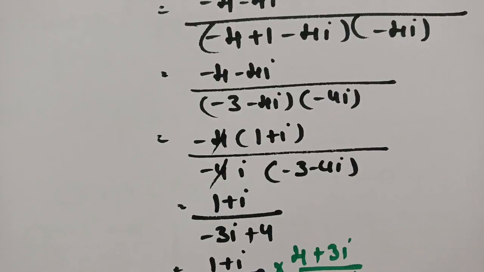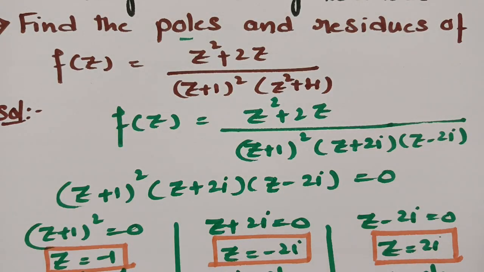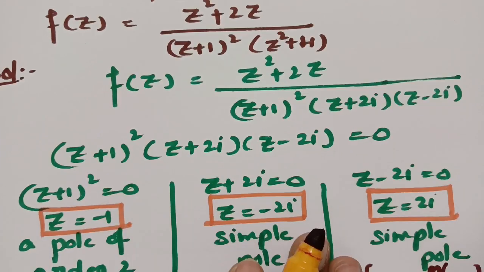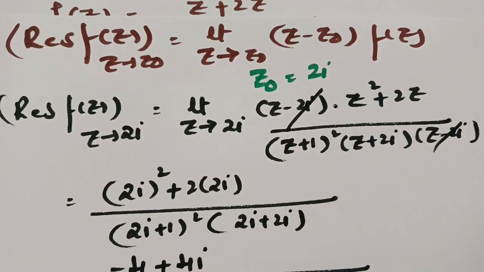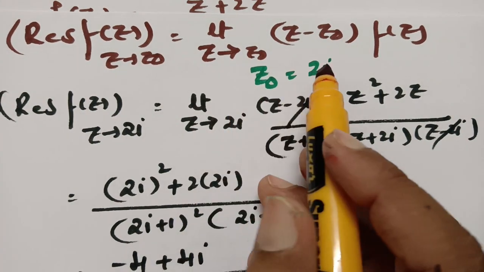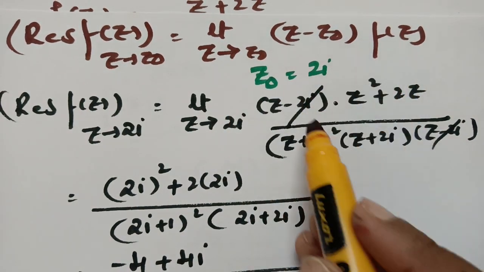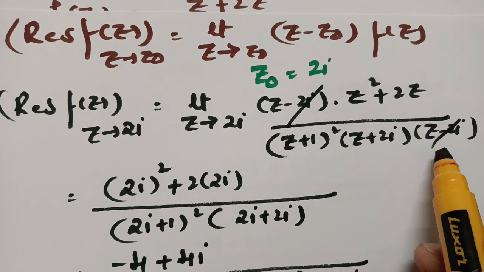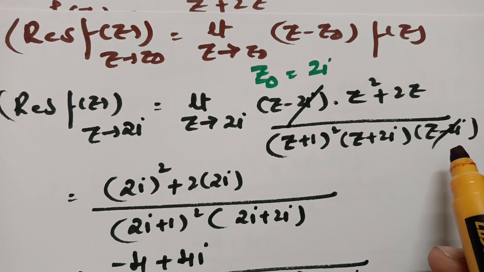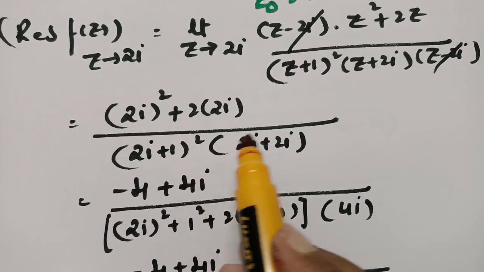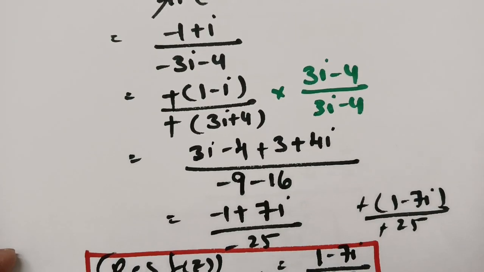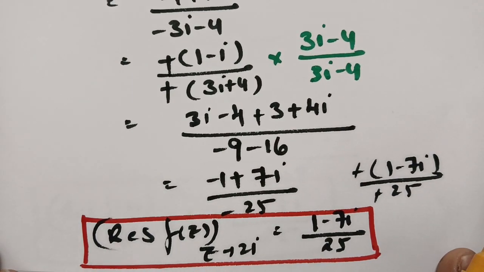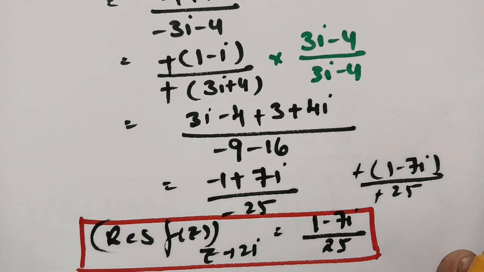And next for the third pole, z is equal to 2i, the same thing. The formula is also so simple: limit z tends to z naught, z minus z naught into f of z. And if I cancel z minus 2i from the numerator as well as denominator and substitute z equal to 2i, and after calculating, so this is the calculation which you have to practice, this is 1 minus 7i by 25. This is how we have to solve.